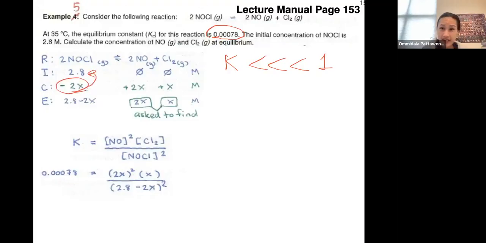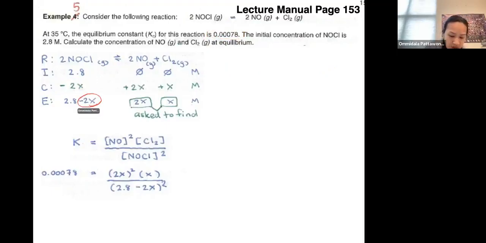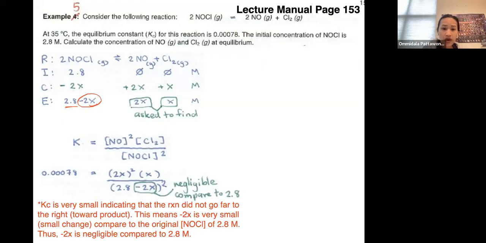Okay, so that's why the Kc is very small, because it doesn't want to convert to the product at all, because the product is more unstable than the reactant. That's what it tells us. So that means if I compare negative 2x to 2.8, negative 2x is very, very small. That is actually negligible. Okay, so again, in comparison to 2.8, this is negligible.